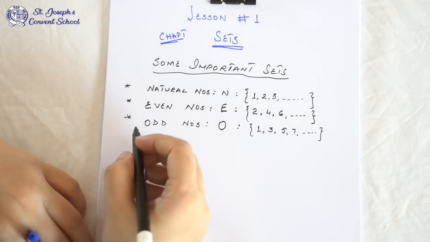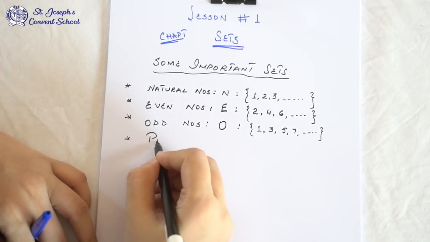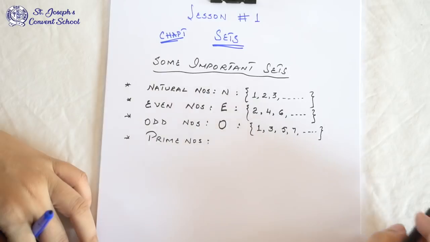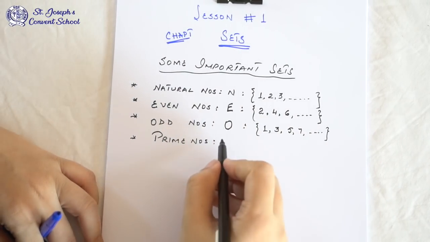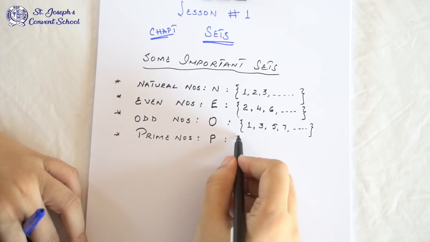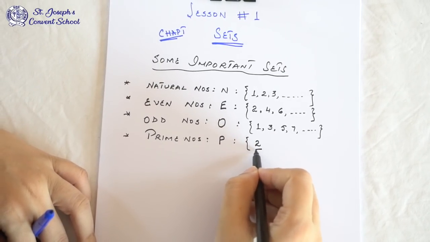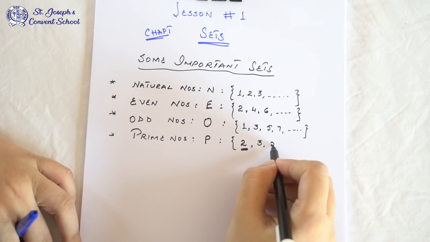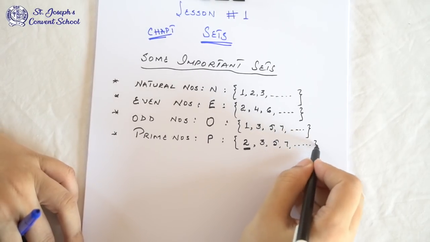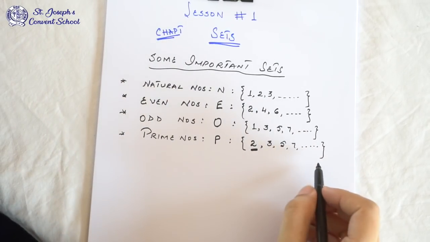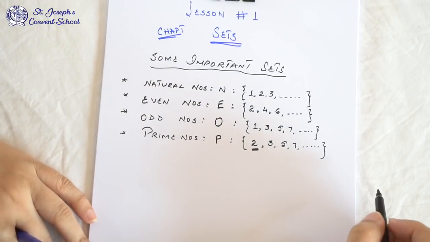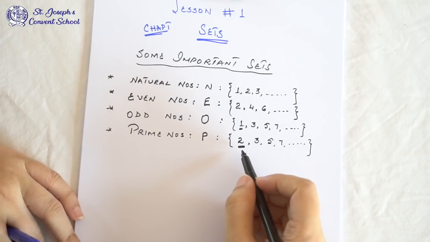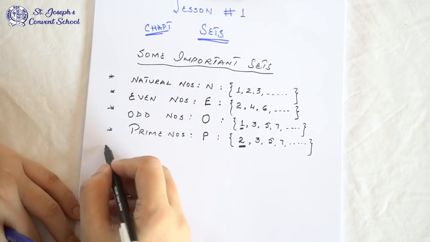Then you must have done another set, prime numbers. So what are prime numbers? Prime numbers actually go in their own table. We represent prime numbers by capital P, and prime numbers always start from 2. Remember this, prime numbers always start from 2: 2, 3, 5, 7 and so on. 1 is not a prime number. Odd numbers start from 1, but prime numbers start from 2. So this is the difference between odd numbers and prime numbers.